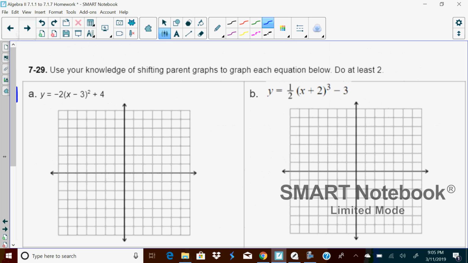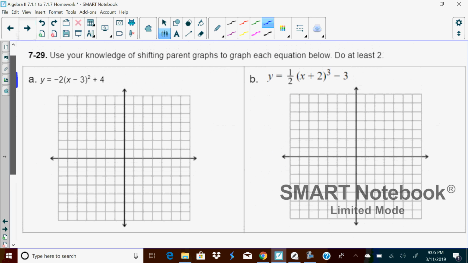Problem 29. Use your knowledge of shifting parent graphs to graph each equation below. So for the first one, my vertex is going to start at positive (3, 4). It's going to go down. And if I plugged in a positive 2, I get negative 1 or 1. Negative 2 plus 4 is 2. Symmetry would be right there.